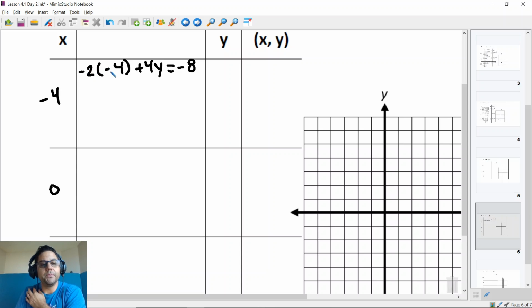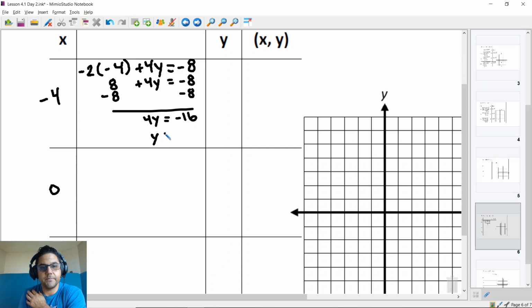So -2 multiplied by -4 is 8, plus 4y is equal to -8. Being really careful with negatives, 4y is equal to -16. So what does y have to be? Well, 4 times 4 is 16, so it's got to be -4. So I put it over here, -4, -4.